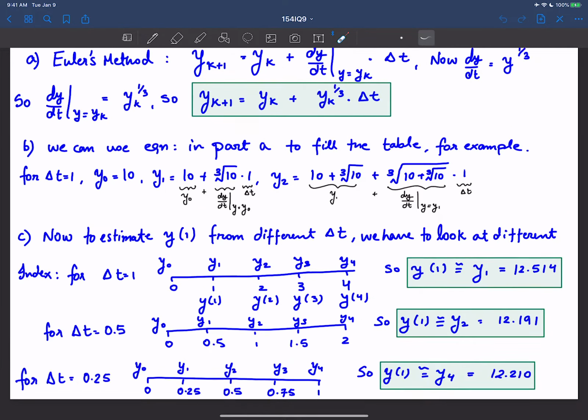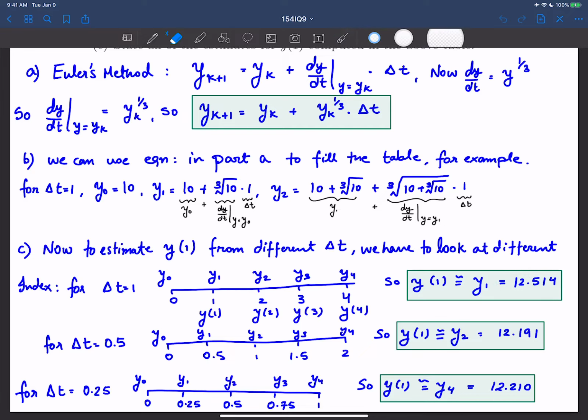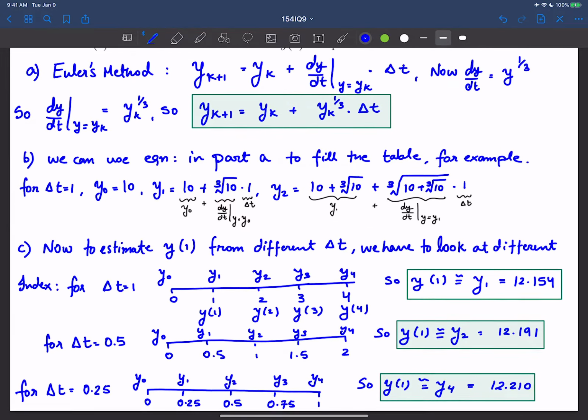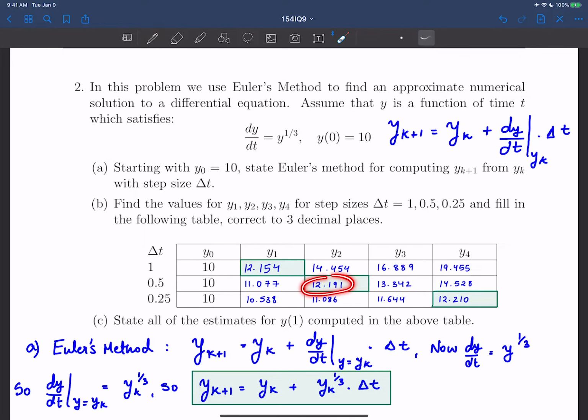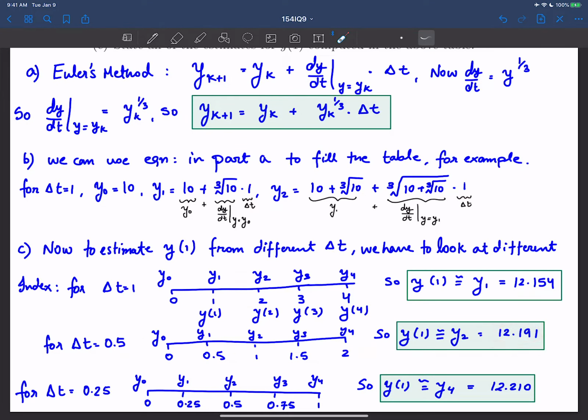Okay, and then we got the first row y1 to be 154. My bad. Let me correct that in. Okay, because it's 154. So that's my brain not working properly to copy it down. Now for delta t equals 0.5, all of those numbers, y1, y2, y3, y4, are now representing the steps of 0.5. So y1 is going to be representing 0.5, and y2 is going to be representing 1. So the y of 1 estimate from the second row is going to be the y2 value in that row. And that happens to be 12.191, and you copy it down here like that.